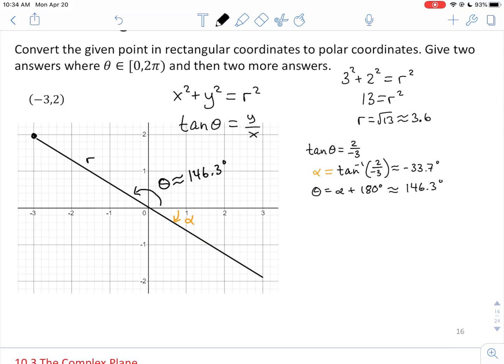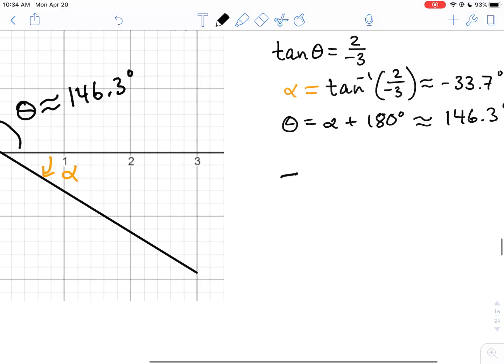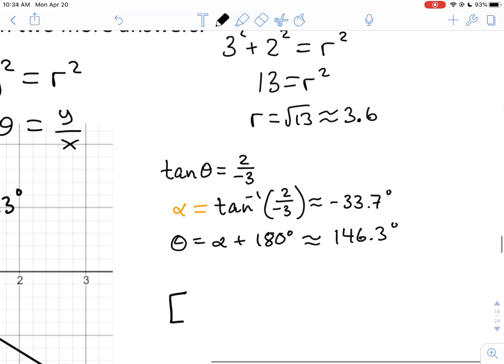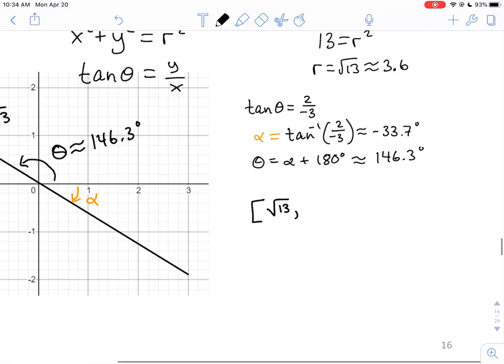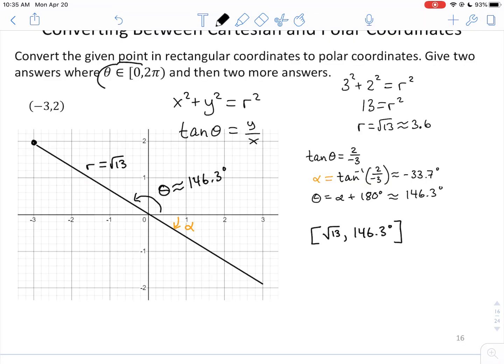Once we have the point described in one set of polar coordinates, it's not that hard to come up with others. So one answer to our problem is, use brackets, that r was radical 13 and the theta was approximately 146 degrees. If you want to be exact, you would write out 180 plus arctan of... This is the best thing you could say if you want to keep your answer exact. But let's go ahead and just put an approximate answer in here. And so it's about 146.3 degrees. It says to give two answers where theta is 0 to 2 pi.